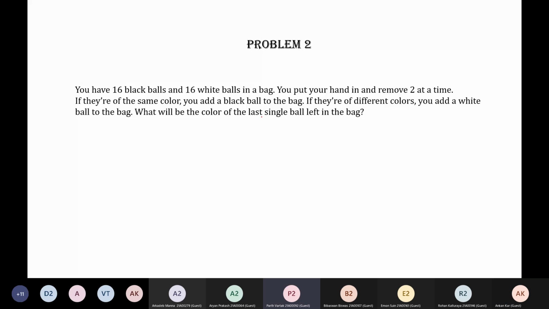Since the starting parity is 16, it will always be even. So the number of white balls can never be one. The last single ball left can't be white, so it will have to be black. Yeah, it's all done. It's totally a parity question.